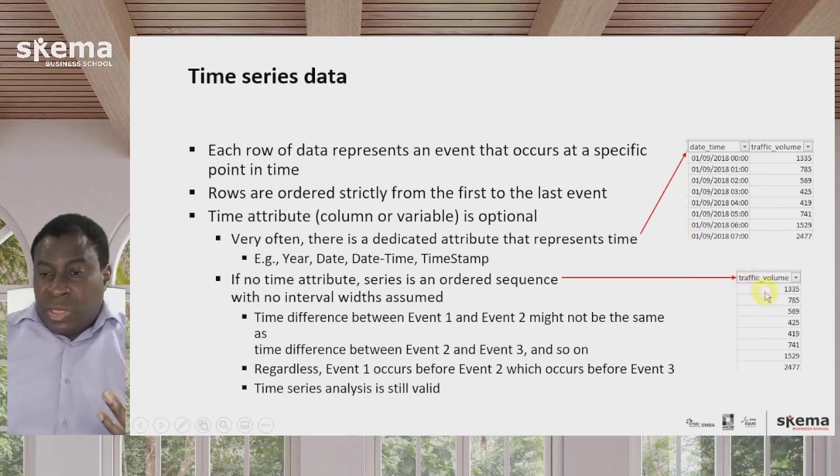Some time series, such as this here, is a completely valid time series, as long as it is understood that each event occurs one after the other in sequence. Now, because we don't have time, we don't know how long each event took. So we don't know for sure that the time between event 1 and event 2 is the same as the time between event 2 and event 3. But that doesn't matter. All that matters is that there is a strict sequential progression. That is valid time series data.